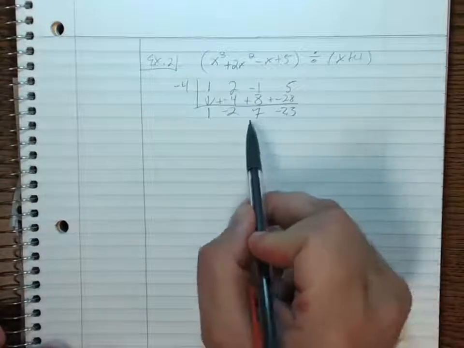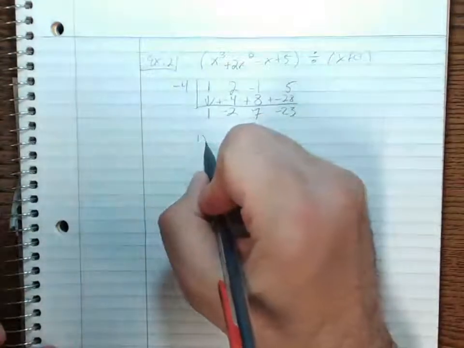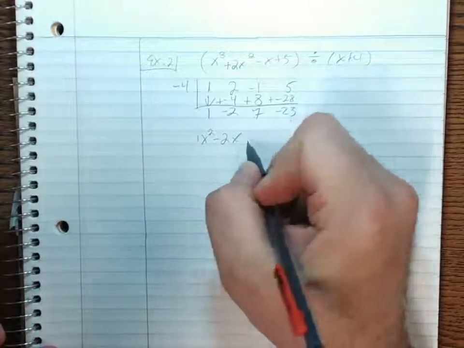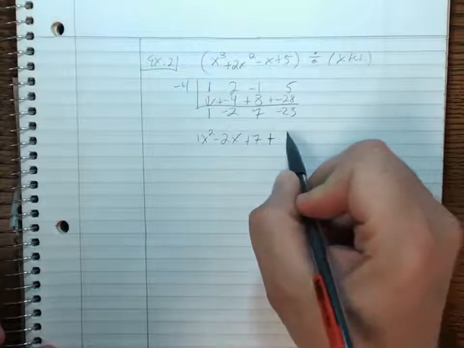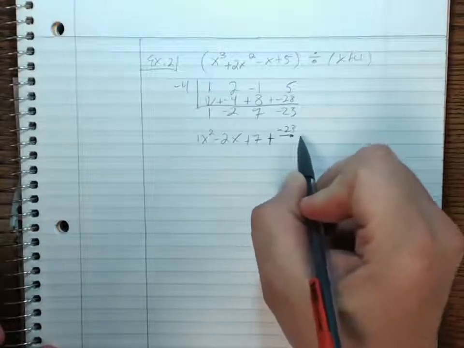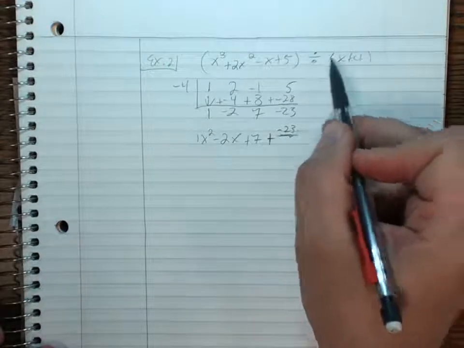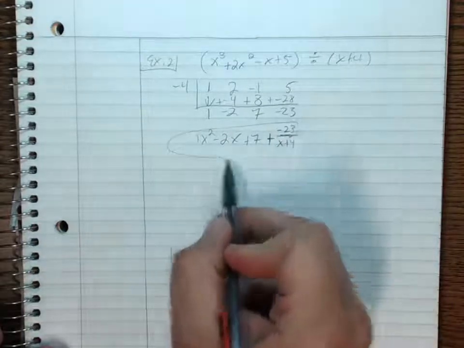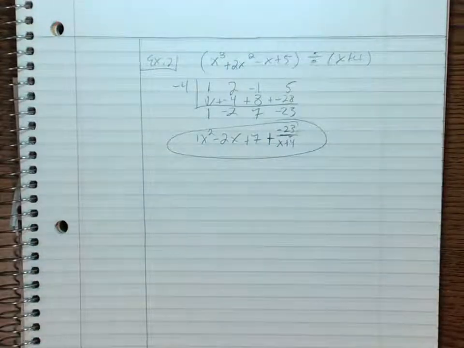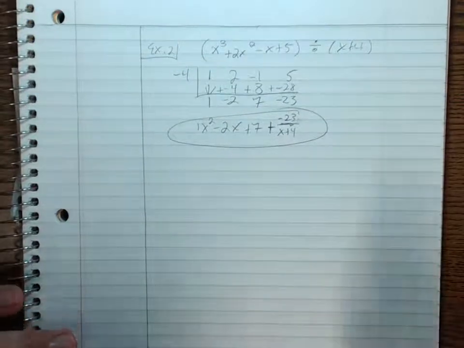So, remainder, constant, x, x squared. So this will be 1x squared minus 2x plus 7. And then this is my remainder, so I will go plus negative 23 on top, and I'm going to put this whole thing over the bottom, x plus 4. And that is synthetic division. Crazy, right? Let me do a couple more examples just to show you how to deal with a few things.